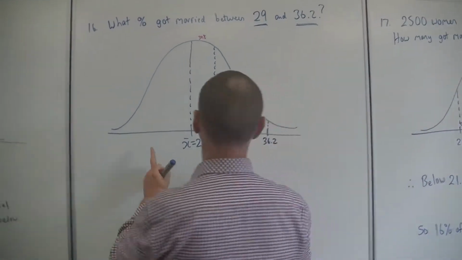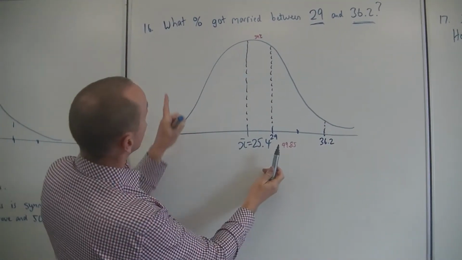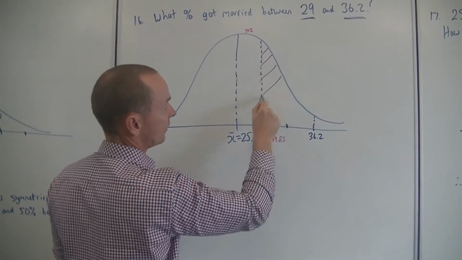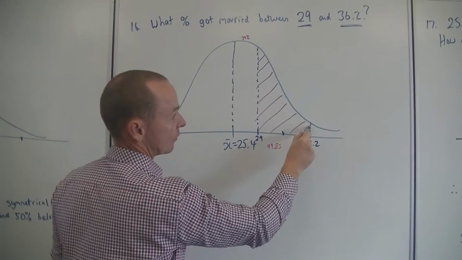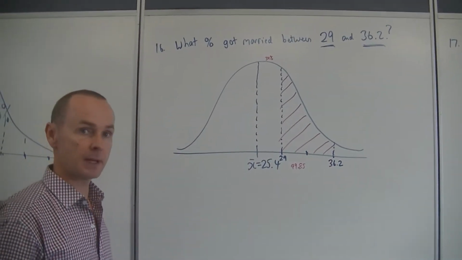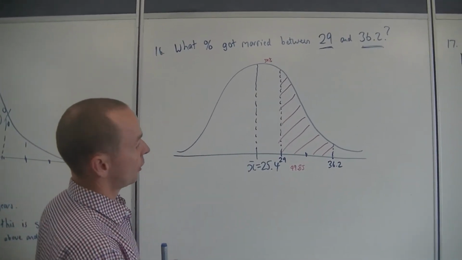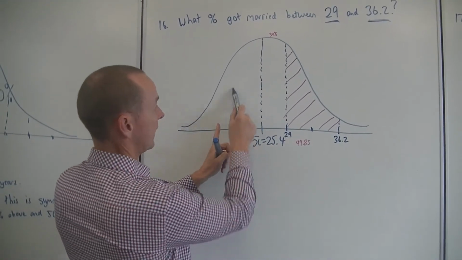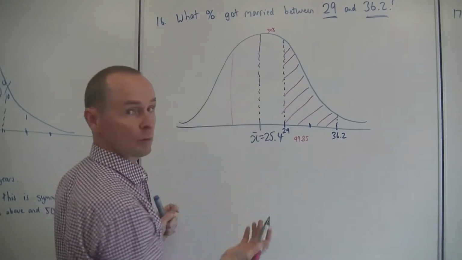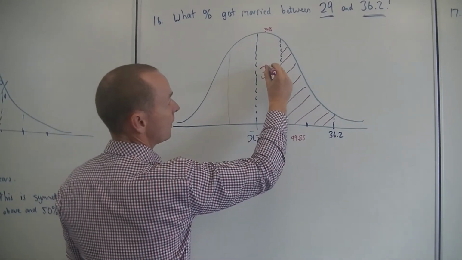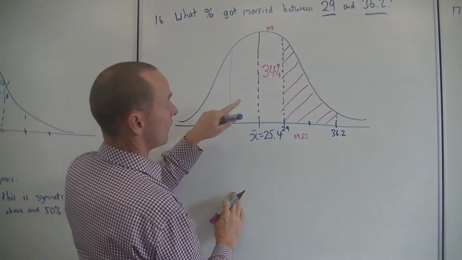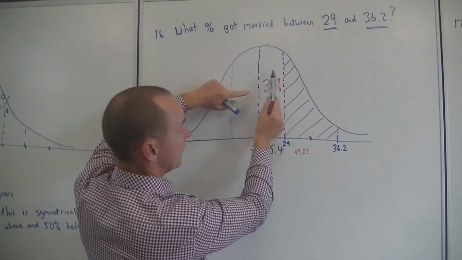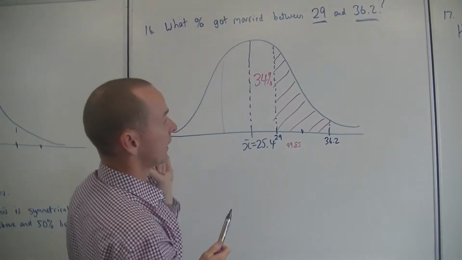So we have to use a combination of the 3 different rules. If you remember, what we're trying to do is find what percentage got married between here and here. So we're trying to find what percentage is in that region there. Does that make sense? The first thing we can do is, I've got down here, 1 standard deviation either side of the mean is 68% from the rules that we're given. So therefore, this section here is 34%. I just had that written up there before to remind me. So that's 34% in that section alone.